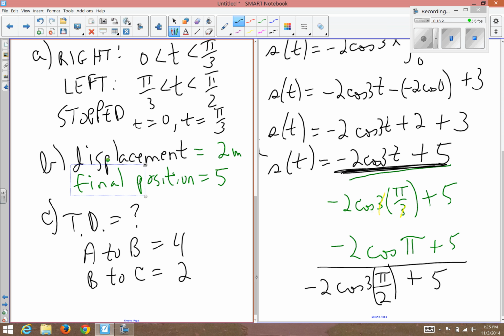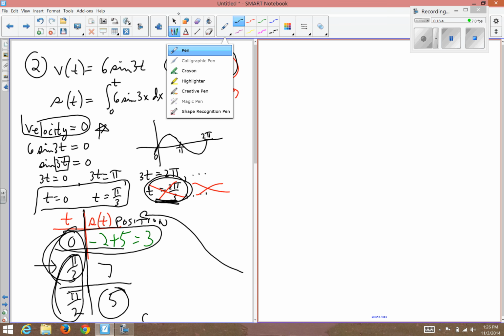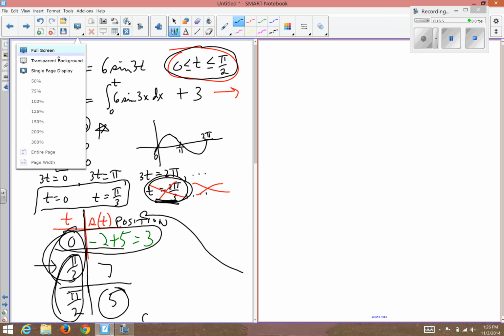How far is never a negative number. From A to B is 4 meters. From B to C is 2 meters. So that means the total distance the particle traveled was 6 meters. And we're done. So I'm going to try to do number 4. Similar method.